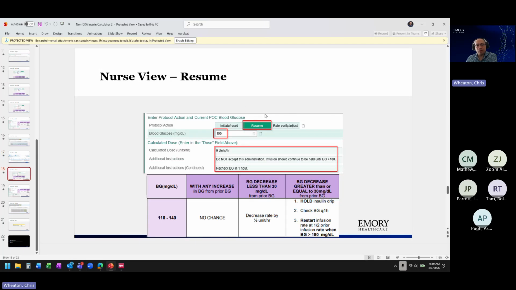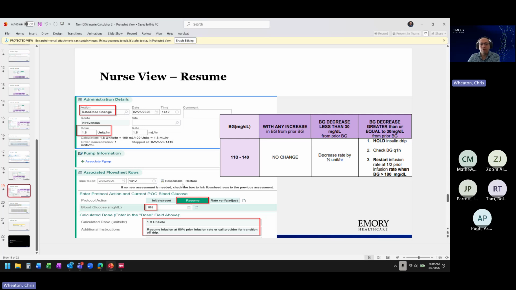When resuming the infusion from a pause, it will have the blood glucose, and if it's not above 180, it will tell you to not accept this administration. Infusion should be held until greater than 180 and to keep rechecking. So you would cancel out of the administration.